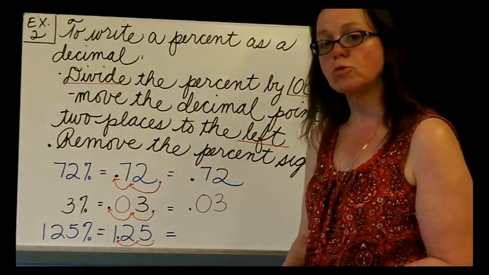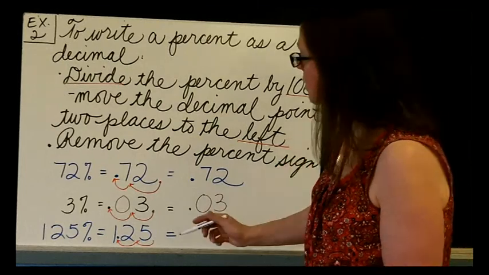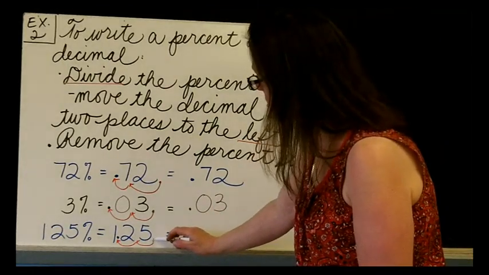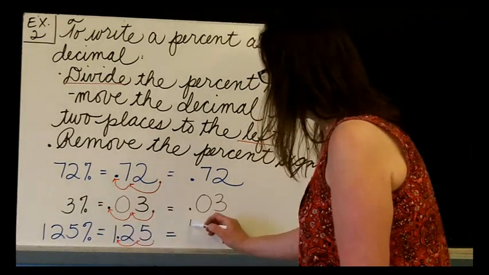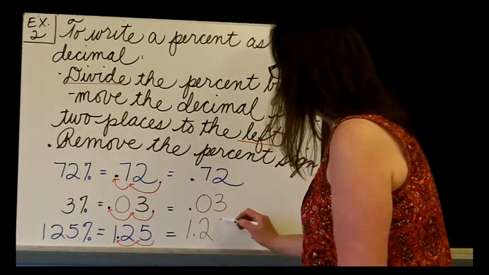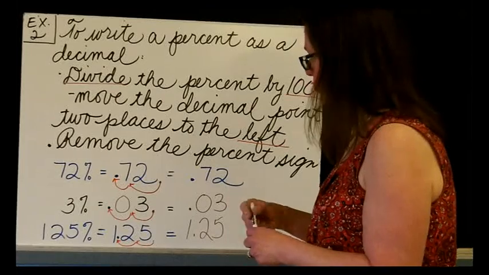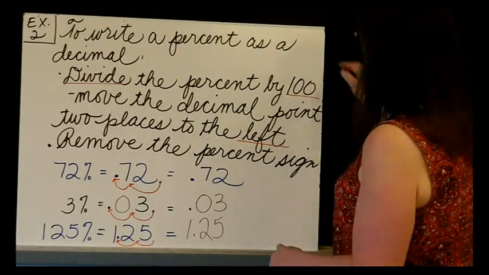And then 125%. The steps don't change even though the numbers are different. We move our decimal place from after the 5 to the left 2 places, and we end up with 1.25. Not too hard.